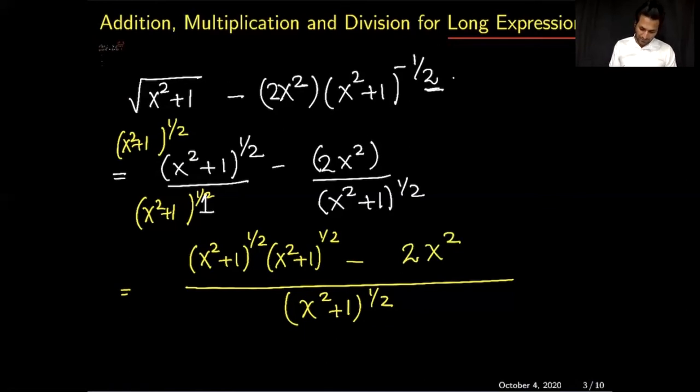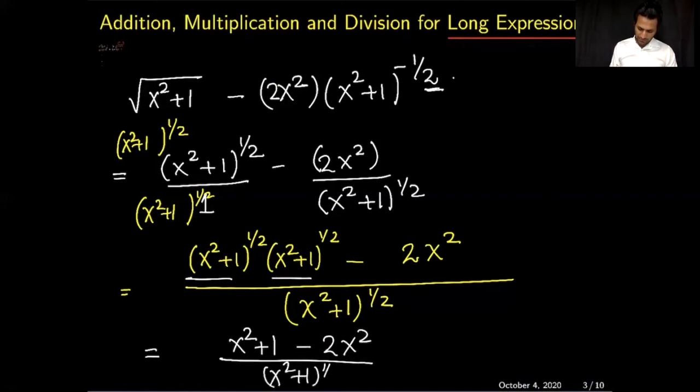Now we know that when you have two same radicals, they multiply to each other and they cancel. So this radical and this radical will cancel to x square plus 1, and then you have 2x square divided by x square plus 1 to the power 1 half. And x square and minus 2x square will add to minus x square, and you can write the radical as x square plus 1. So this is your simplified expression.